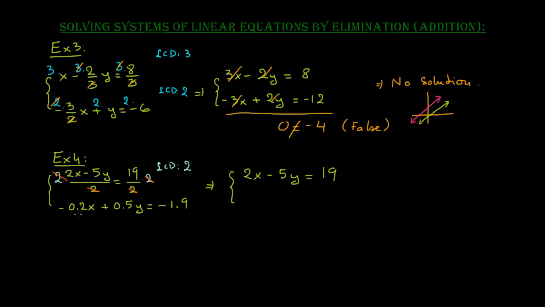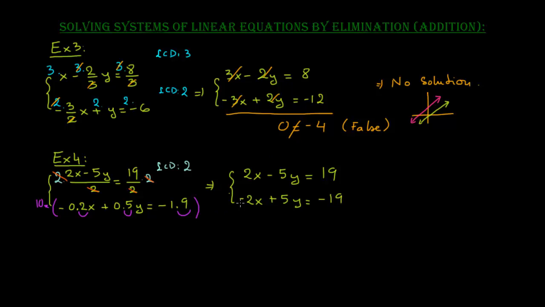In the second equation, we have 0.2 with one place after the decimal point, 0.5 also one place after the decimal point, and also 0.9. Since there's only one place after the decimal point, I'm going to multiply the second equation by 10. My goal is to clear out the decimal point. If you have 2 places, then you multiply by 100. If you have 3 places, you multiply by 1,000 to get rid of the decimal point. So the new equation I get after I distribute 10 is negative 2x plus 5y equal to negative 19.